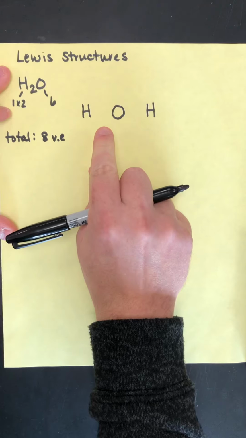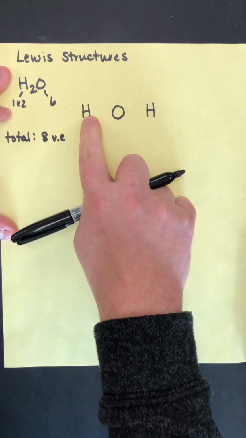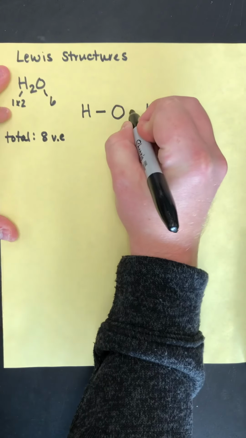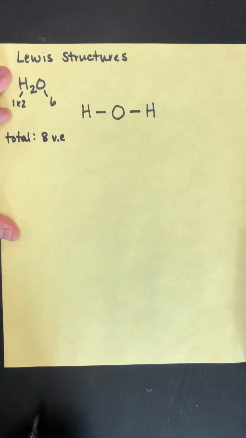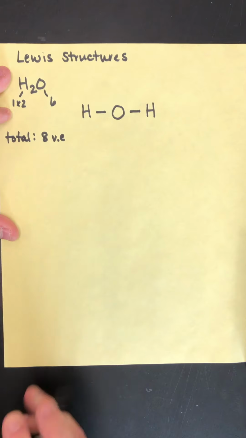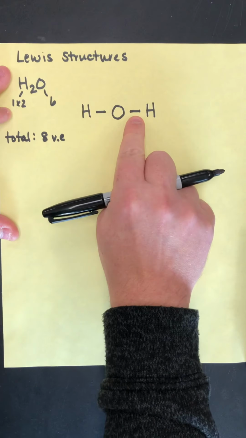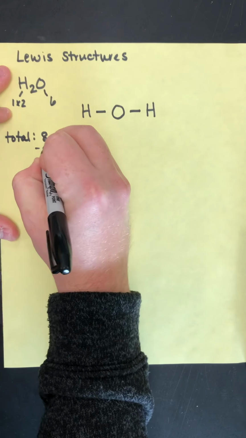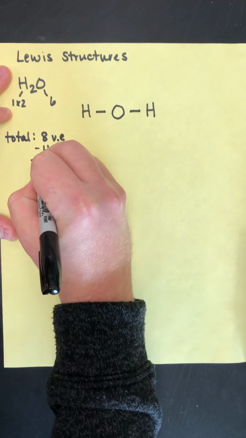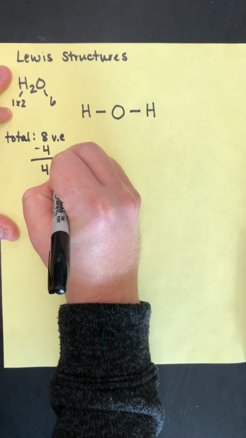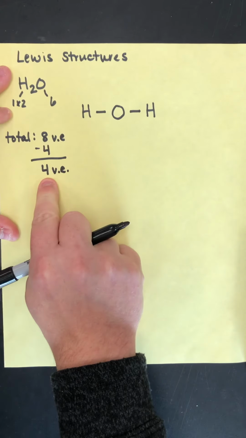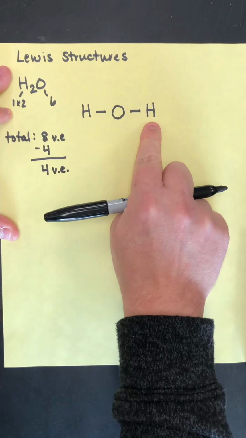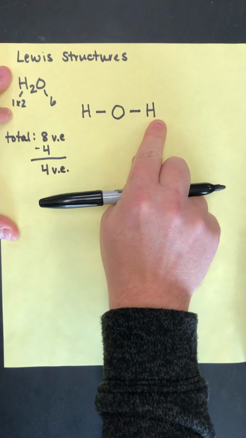Next, what I need to do is attach each element here with a single bond. When you attach the single bond, you have now used 4 electrons because each line is worth 2. So I need to subtract those 4 that I just used, and that leaves 4 more. At this point, you now need to count up how many valence electrons you need on all of these to make sure that they're each full.